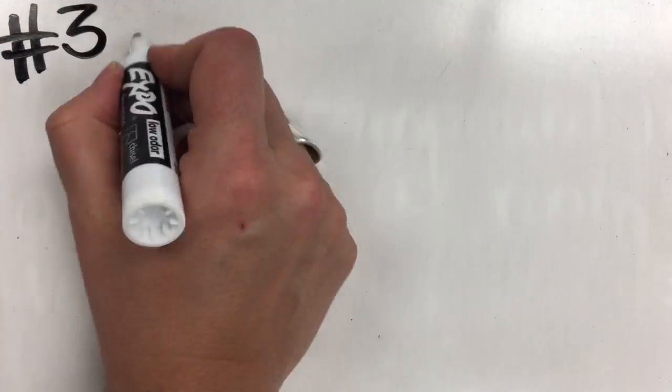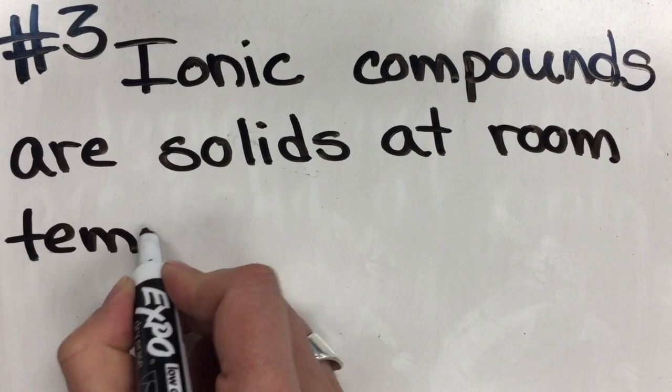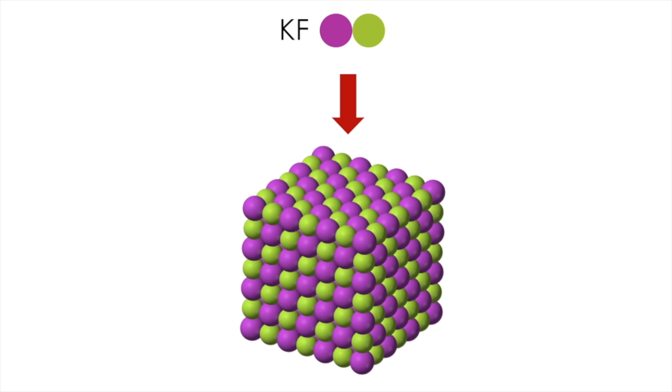The third property of ionic compounds is that they are solids at room temperature. Let's look at an example. This is a molecule of potassium fluoride. It is made up of one atom of potassium and one atom of fluorine. When you group multiple molecules of potassium fluoride together, they form a tightly packed structure called a lattice structure. Because the molecules are so tightly packed together, they hold their shape and are therefore solids at room temperature.